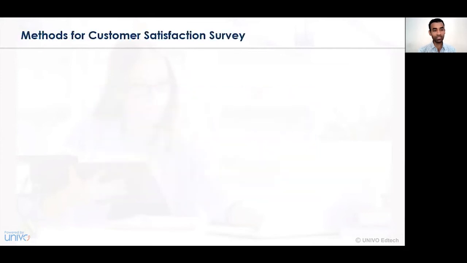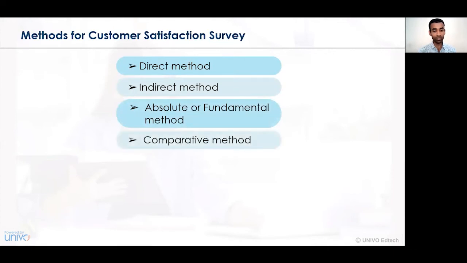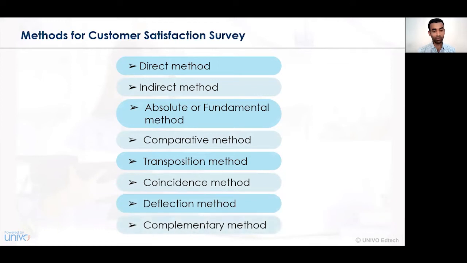Now let's understand the various methods for customer satisfaction survey. Number one is the direct method. Number two is the indirect method. Number three is the absolute or fundamental method. Number four is the comparative method. Number five is the transposition method. Number six is the coincidence method. Number seven is the deflection method. And lastly, the complementary method.